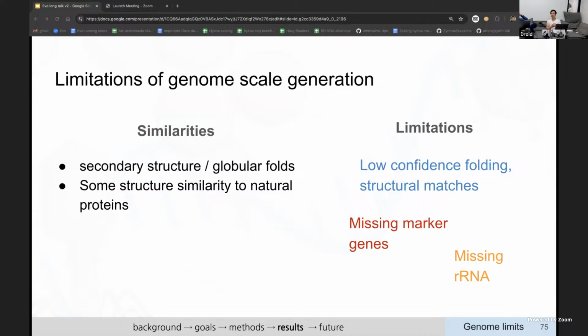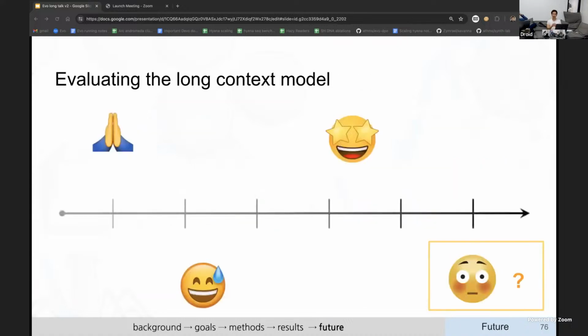And so what we like to think is that the model is learning a blurry image of what a whole genome is, right? So it's a step toward that global understanding, but some of the finer-grained details, like key marker genes and rRNA, that are needed to be a real genome are missing.